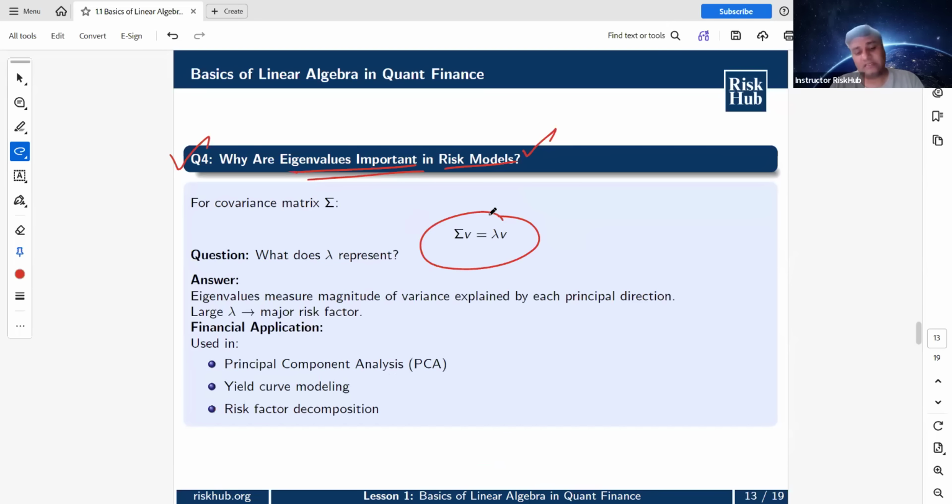A covariance matrix transforms a vector. Usually, direction changes after transformation, but some special vectors maintain their direction. These are your eigenvectors, right? The scaling factor is the eigenvalue. Okay. When you look at the finance interpretation, please understand very clearly that eigenvalues tell us how much variance or risk exists along a particular direction. A large eigenvalue means a dominant source of risk.